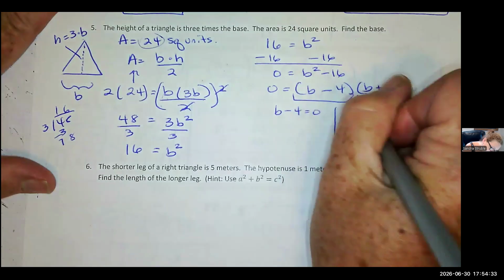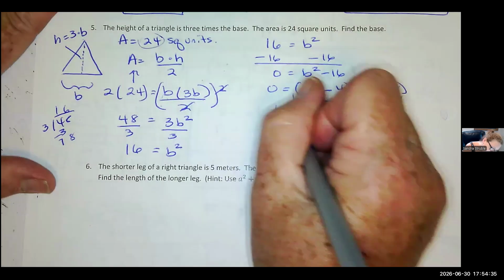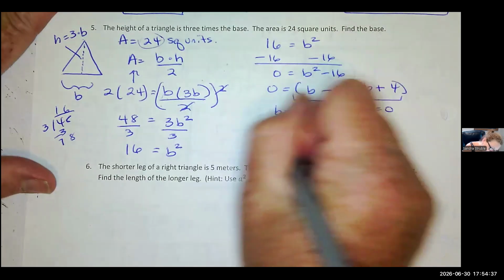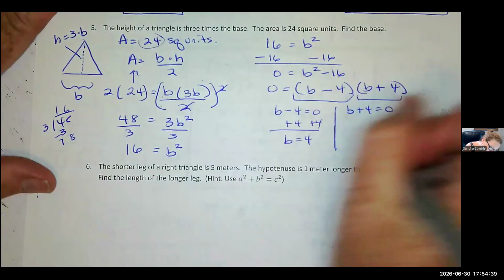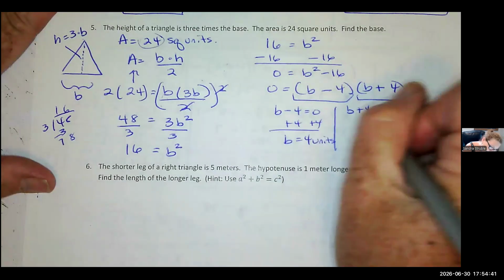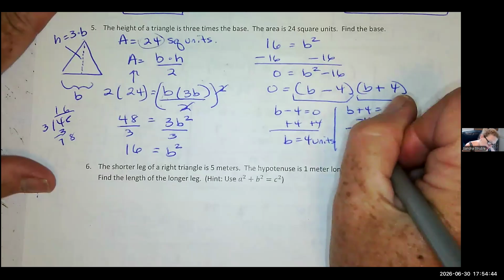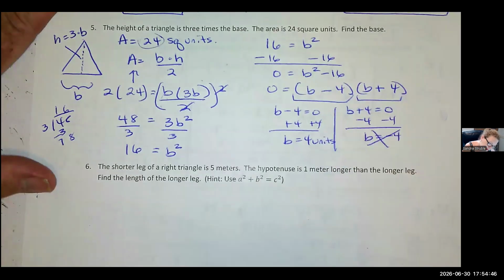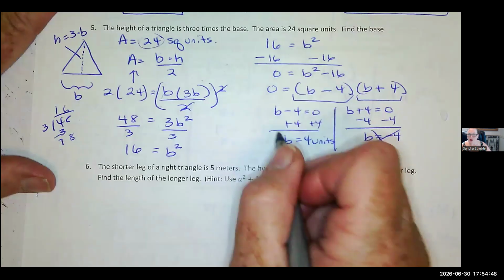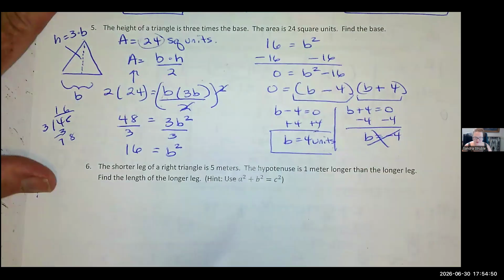This one we have to add 4 to both sides. So the base is 4 units. Subtract 4 from both sides. The base cannot be a negative. So they just wanted us to find the base. The base is 4 units. Always provide your units if they're given.